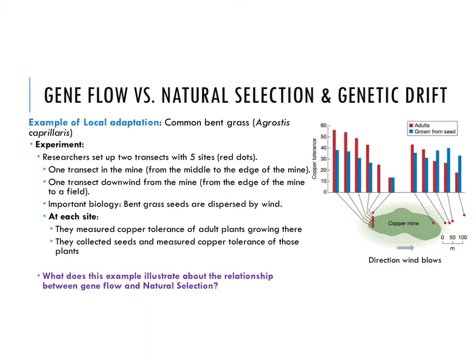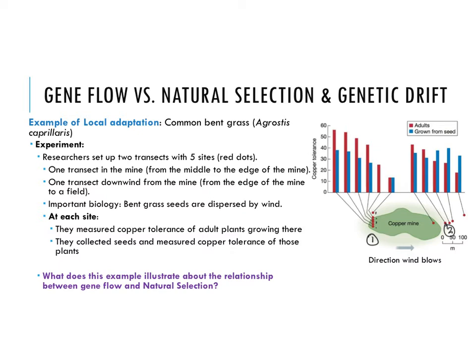Researchers wanted to understand the occurrence of this higher tolerance around mines in this species. And so they set up this experiment. They set up two transects. So here's transect 1 and transect 2. And each transect had 5 sites, which is each of these red dots. Okay. One transect was in the mine, from the middle to the edge of the mine. And one transect was downwind from the mine. So transect 2 is downwind from the mine. So there's one site in the mine and then everything else is outside the mine.